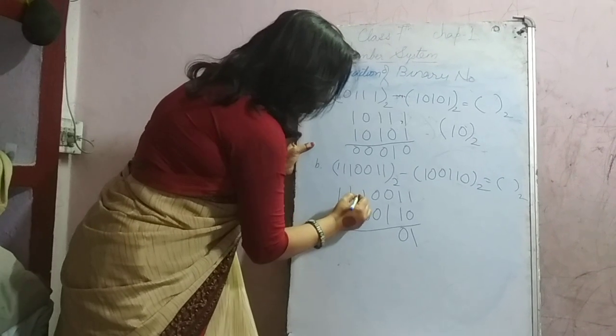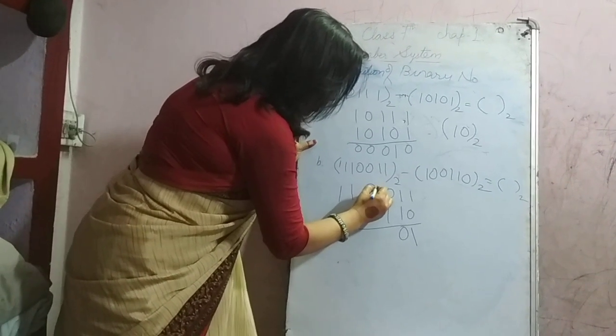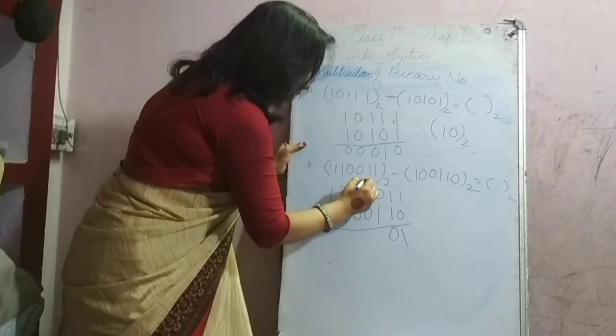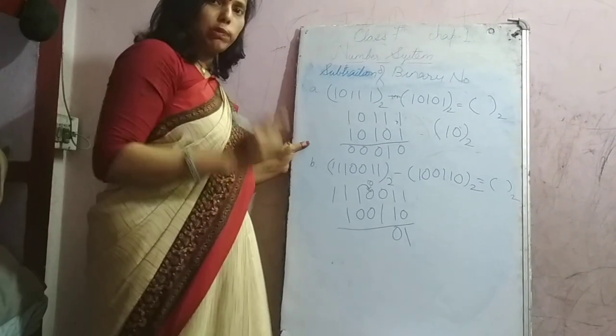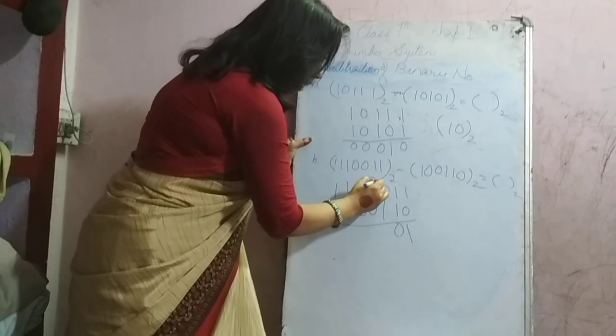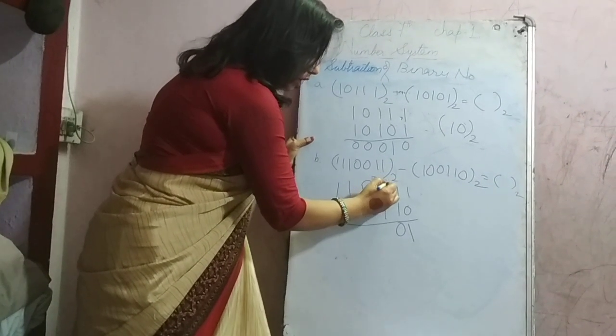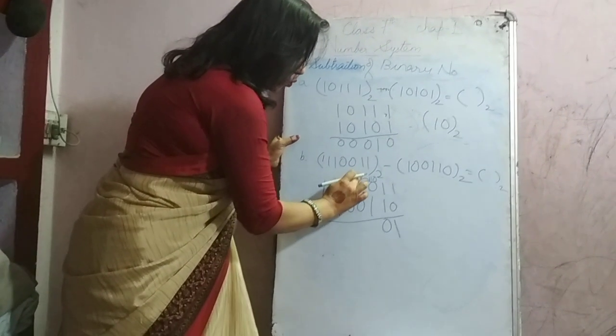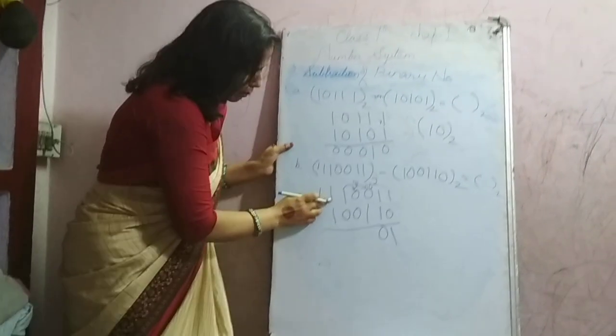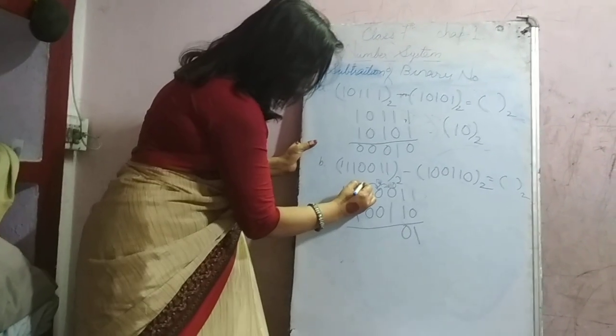Now, if you are going to borrow 1 from here, this number will become 1 0. That means it will be 2. Now, again, you have to borrow 1 from here. So, it will become 0 and this will become 1. Okay. And this number will become 0.